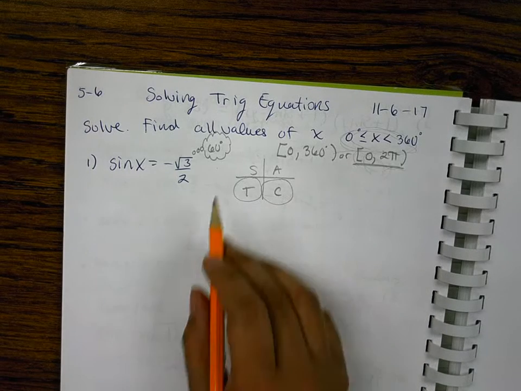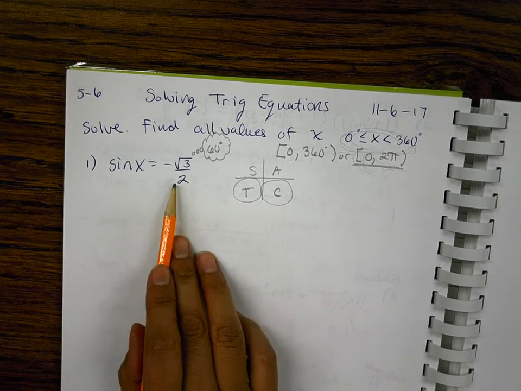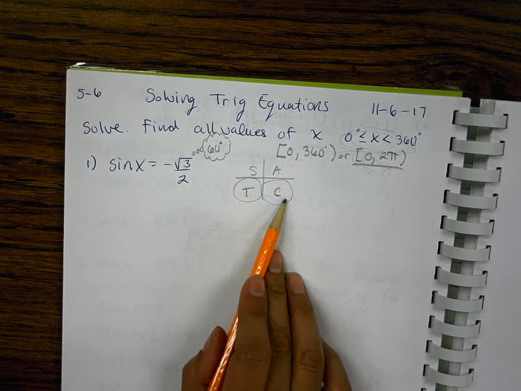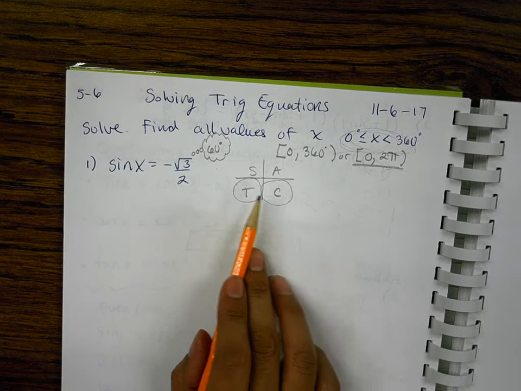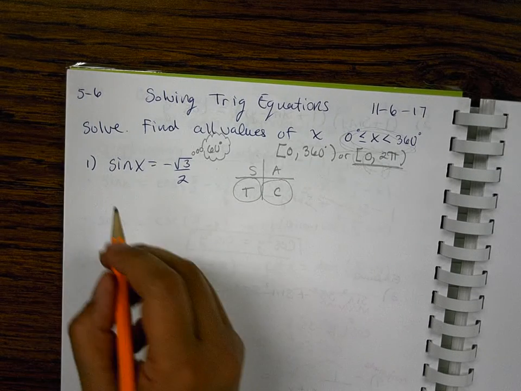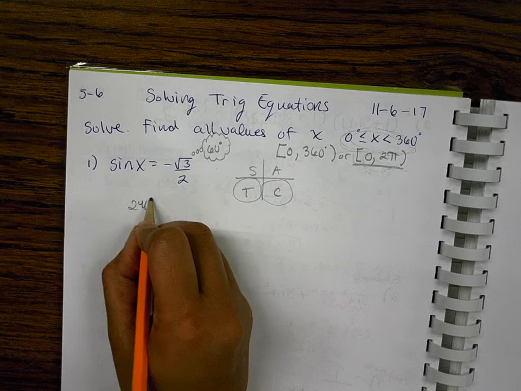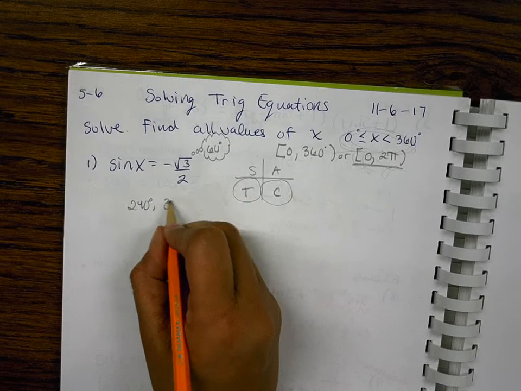All right, so when is sine negative in these two quadrants? So what is 60 in quadrant 3, and what is 60 in quadrant 4? And I'm hoping everybody agrees it's 240 degrees and 300 degrees.